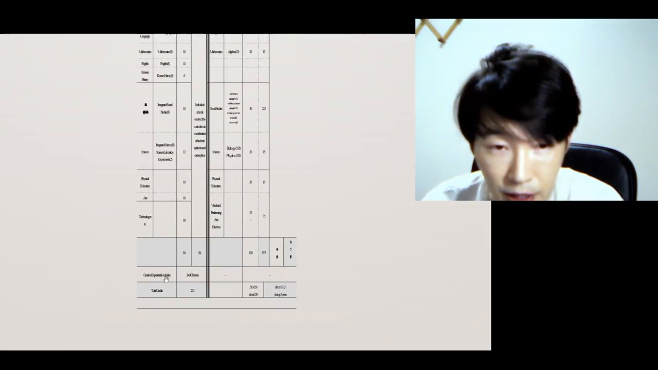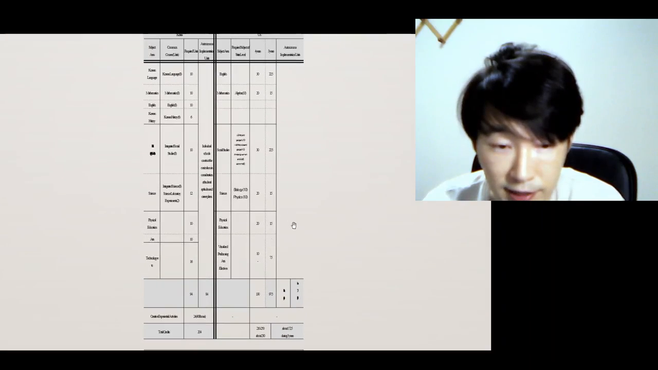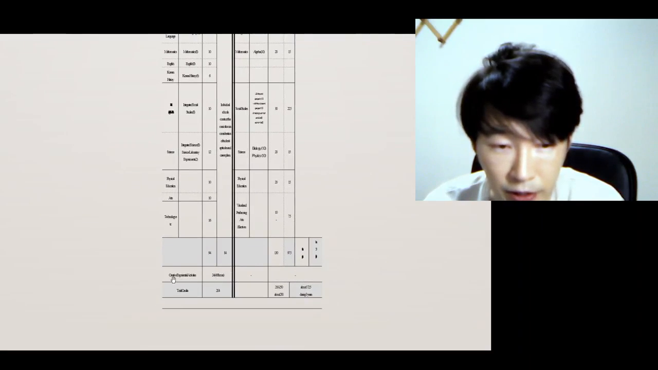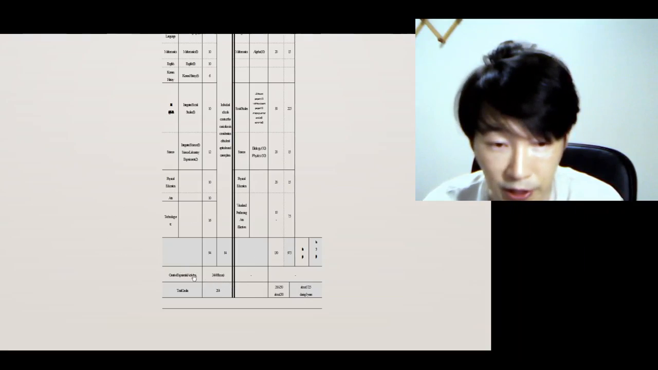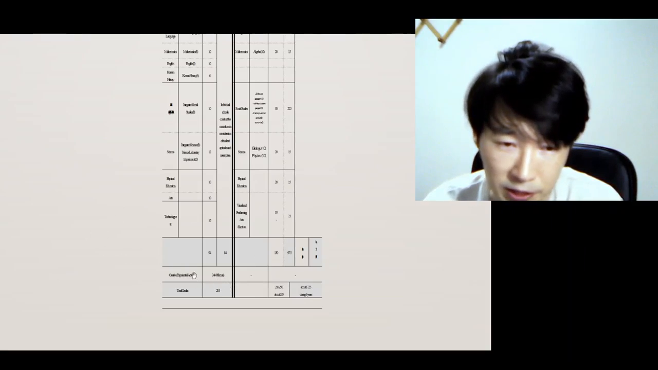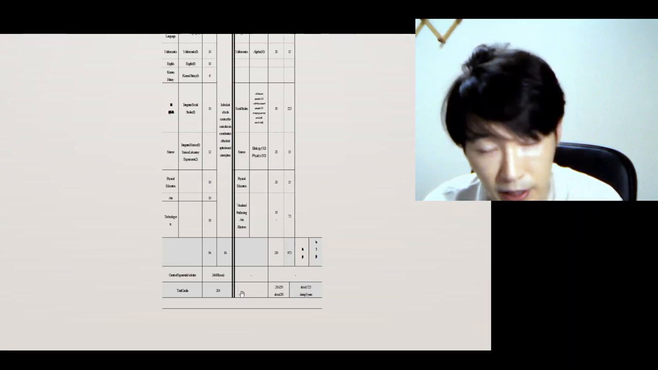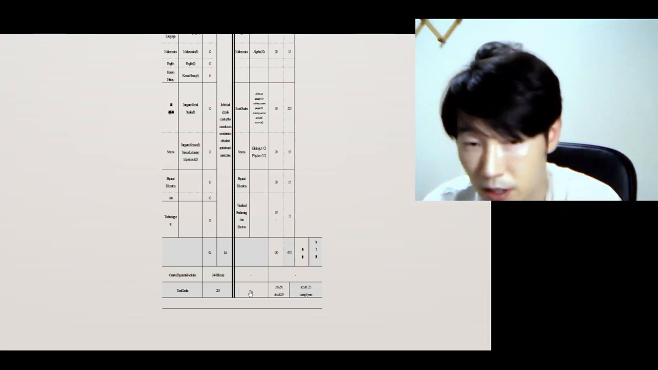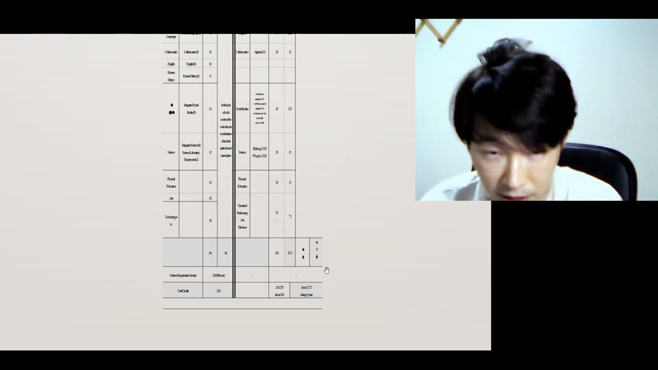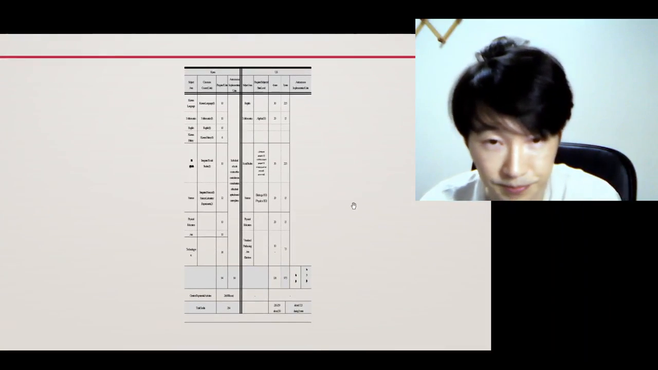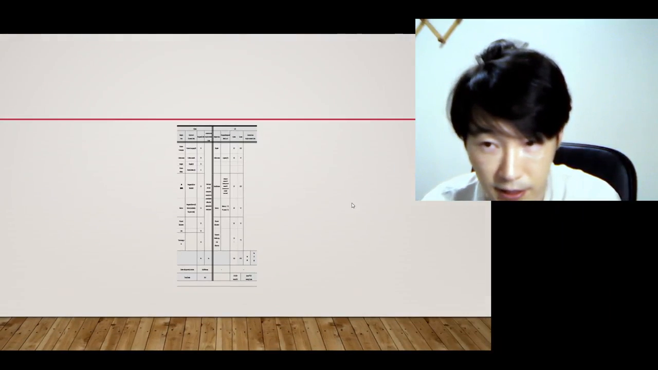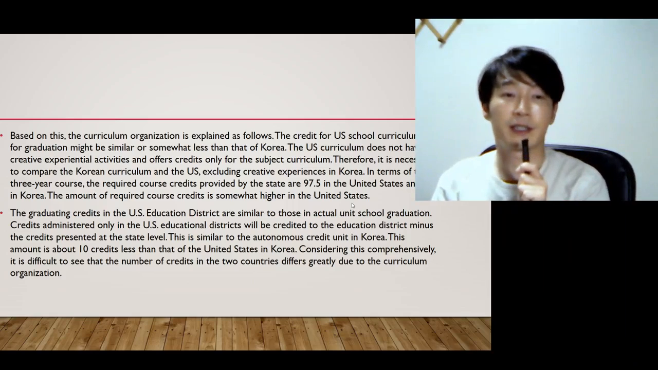But in the US, they don't have creative experience or activity, so we need to take it out of the total credits. So if we take out this creative experience activity, it's almost similar. This main result of my study, and let's see more details.